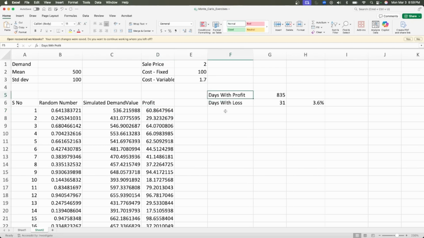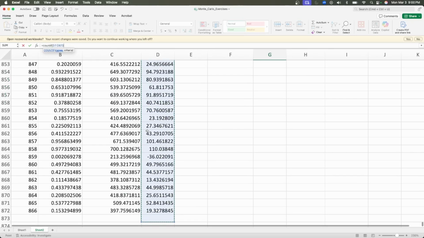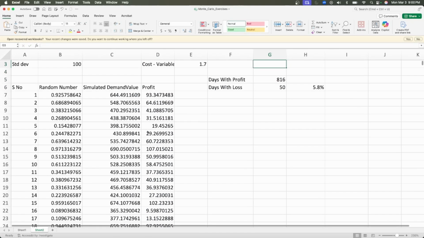Now, let's say I have to calculate the number of days where I am going to make some profit and the number of days where I'm going to incur some cost. Then I can use a formula called COUNTIF. The way it works is, let me write it. COUNTIF, and then I'll have to pick a range. This is your entire range. Then put a comma, and my condition is that it should be greater than 0. If it is greater than 0, then I will be making profit.